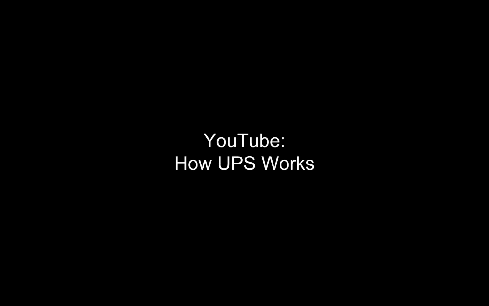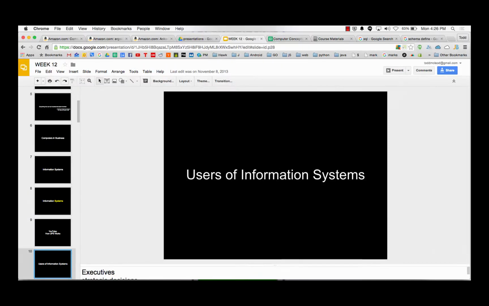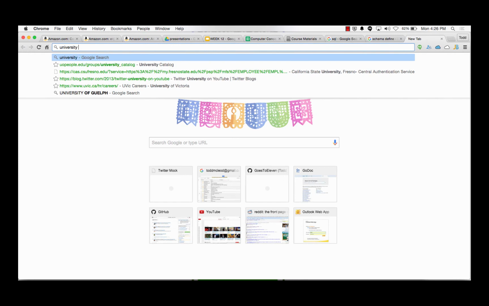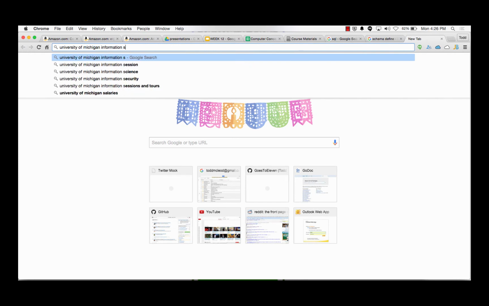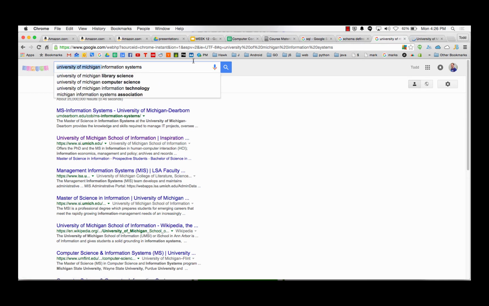So, computers and business, information systems. We're talking about systems, and there's a good video on how UPS works if you want to see how systems work. Users of information systems: we think about who the users are and try to tailor an information system. You can study that field, or there's computer science. For example, University of Michigan Information Systems, the MS Information Systems, the Master of Science in Information Systems. We could even go to a School of Information Systems. And then we could look at computer science.